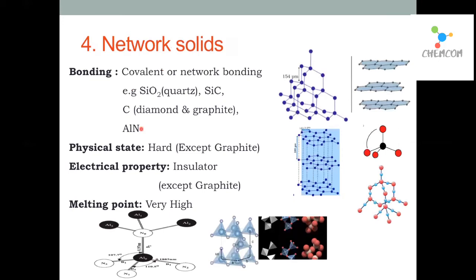Network solid bonding. Network solids are found due to the network bonding, which is commonly observed in graphite, with its layers. Here I am showing three layers of graphite, connected by the dotted lines. That means they are network bonded. Similarly for diamond, similarly for quartz, similarly for aluminum nitride. These are all examples of network solids where network bonding exists. Its physical state is very hard. Electrical property, it's an insulator, and its melting point is very high.